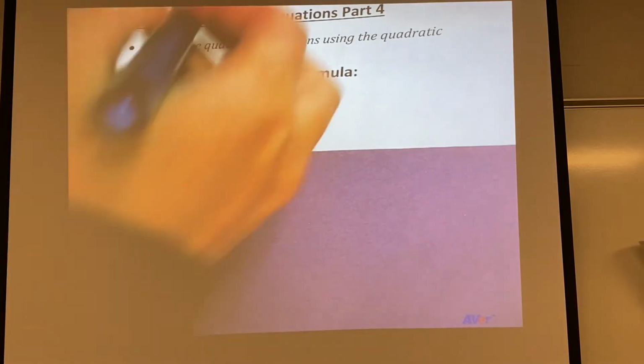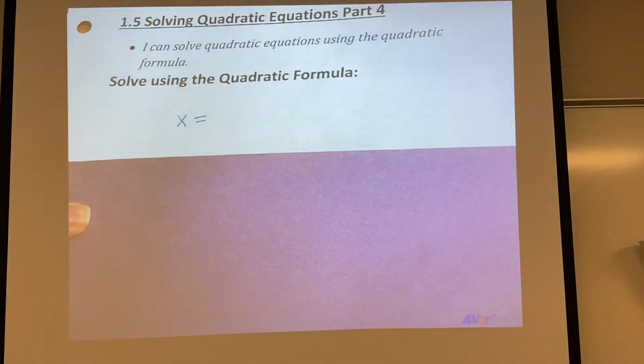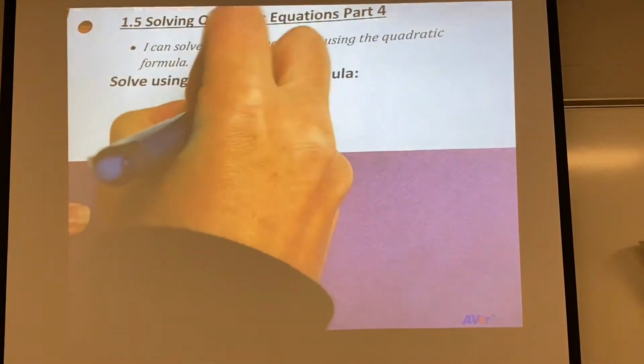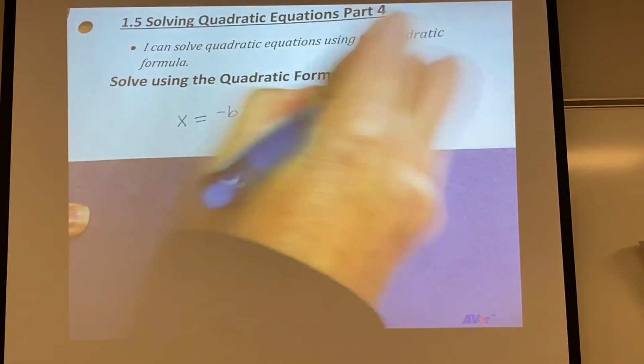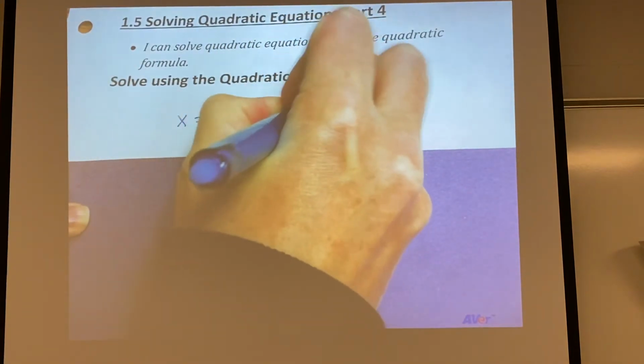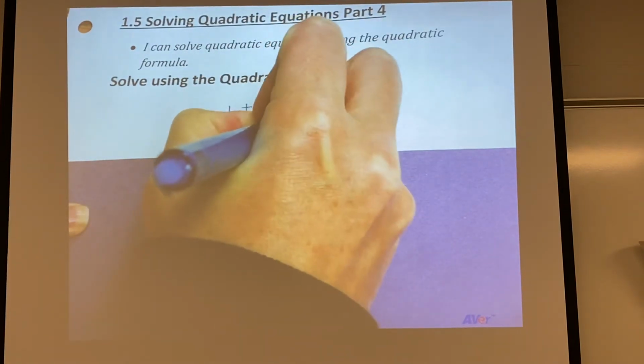The quadratic formula, you might remember the song to the tune of Pop Goes the Weasel. X equals the opposite of b plus or minus square root b squared minus 4ac all over 2a.